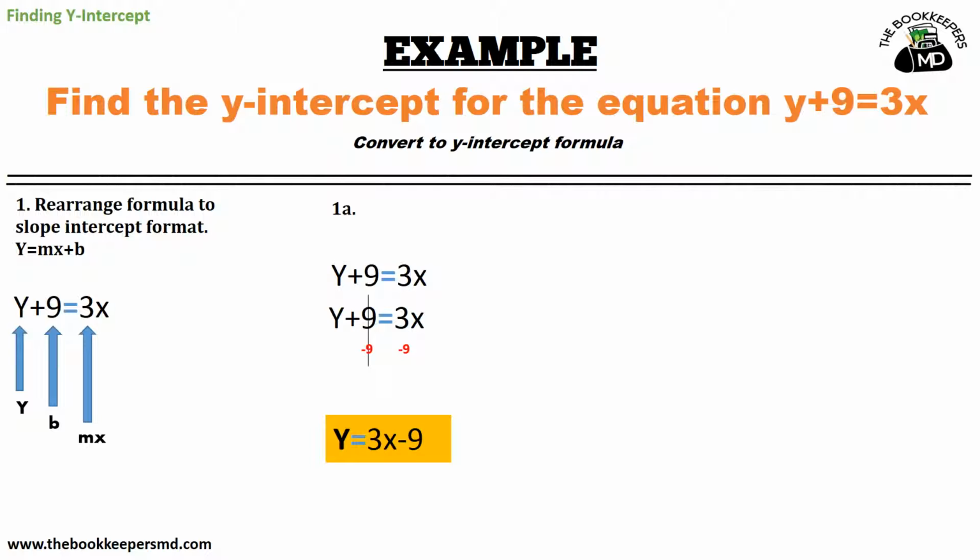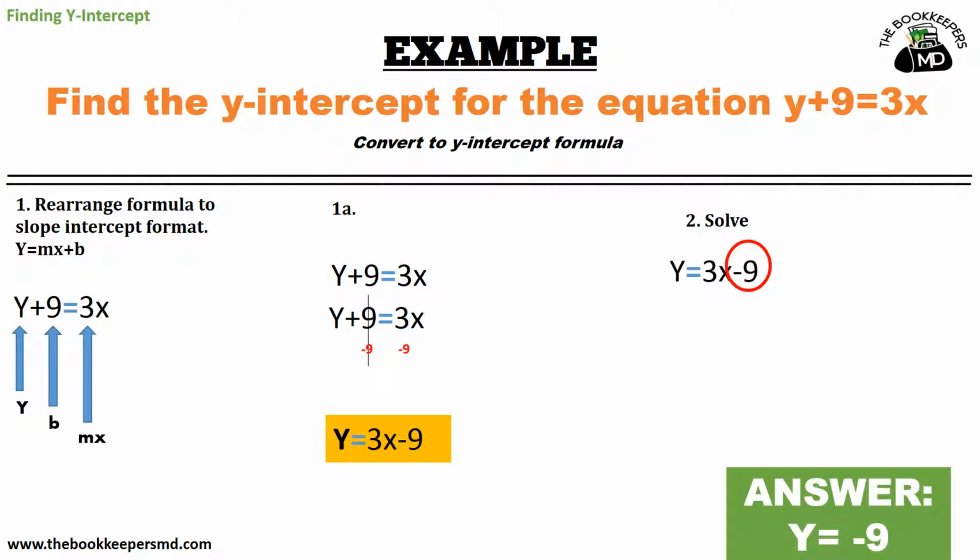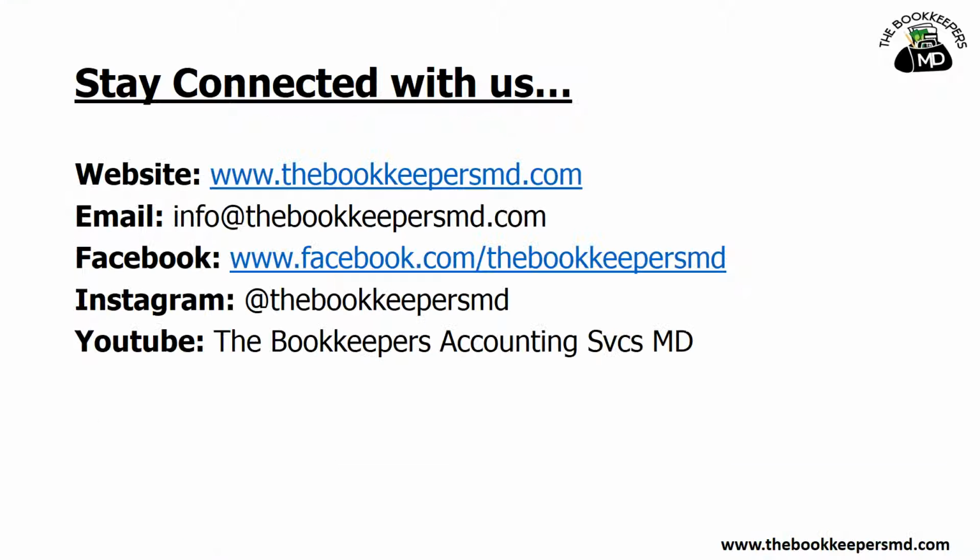Now the equation is in the format y equals mx plus b, but in this case it's a negative 9, so it's minus b. So it's already laid out for us, so we really don't need to solve y equals mx plus b. We're solving for b, and b is here right in front of us. So our answer is negative 9, which matched the first time that we solved the problem, so we know that our answer is definitely correct.